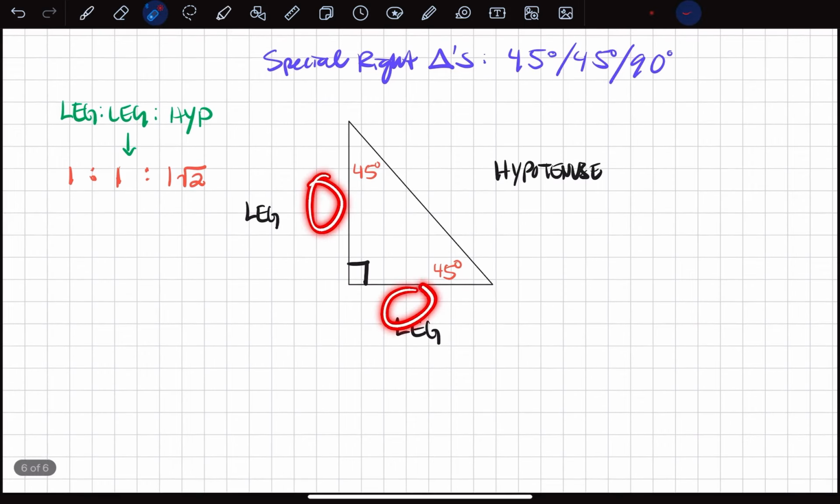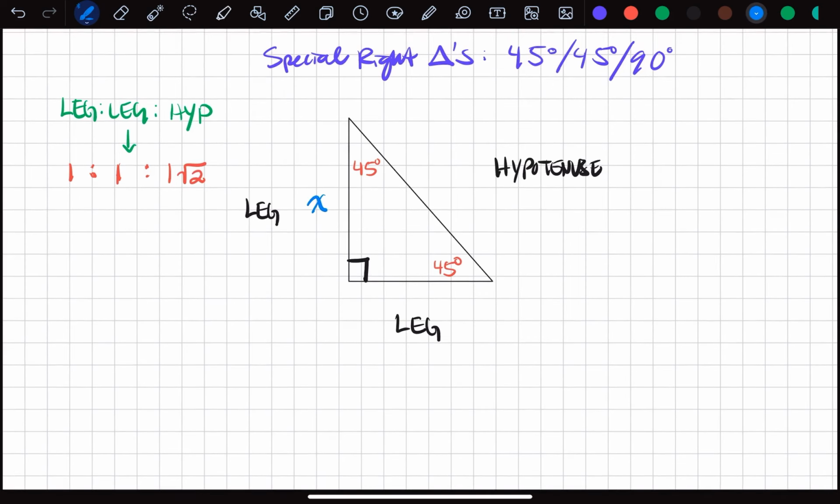This can also be seen like this. So instead of writing 1, 1, and 1 root 2, I like to use variables with it. So I can say, if this is x, this is x in a 45, 45, 90 triangle. And then the hypotenuse is going to be x times root 2. That is the ratio of the lengths to each other. So the legs always have the same value. If you are then looking towards the hypotenuse, it will have the same value of the legs, but times root 2. And that makes sense because the hypotenuse is larger than these legs.